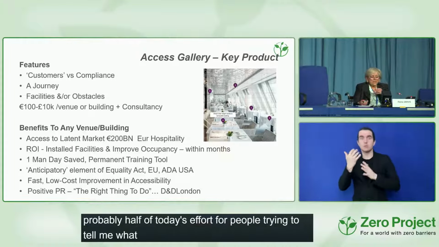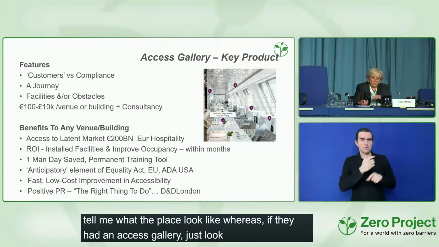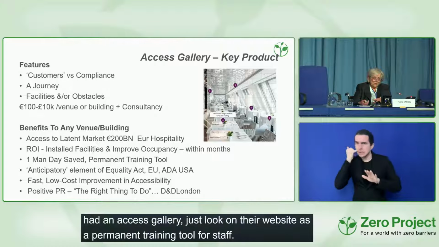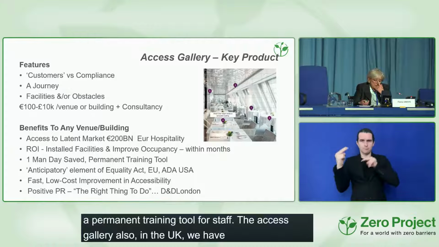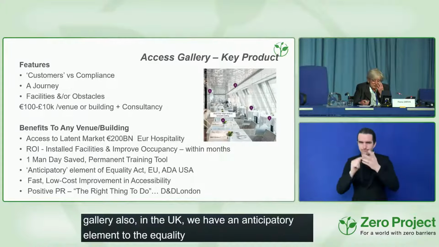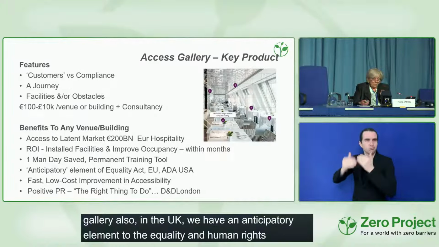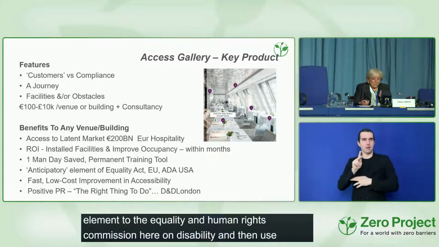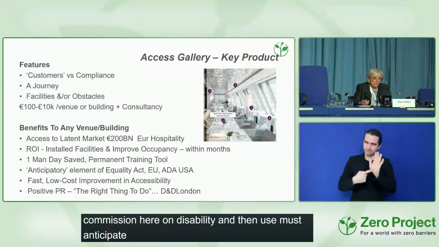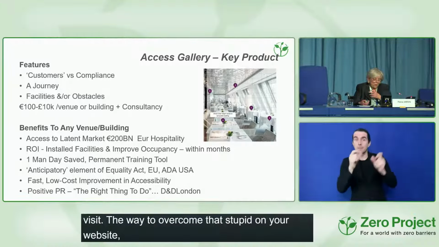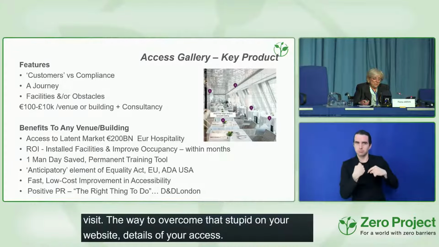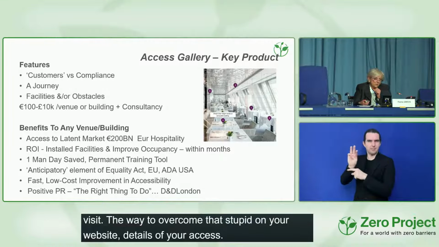And the Access Gallery also, in the UK, we have an anticipatory element to the Equality and Human Rights Commission view on disability, i.e. venues must anticipate that people with disabilities are going to visit. Now, a way to overcome that is to put on your website details of your access. It's also a fast and low-cost way to improve your accessibility overnight. Not to say it's the right thing to do.